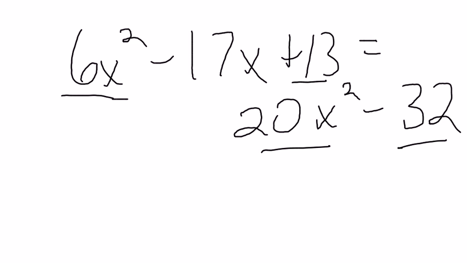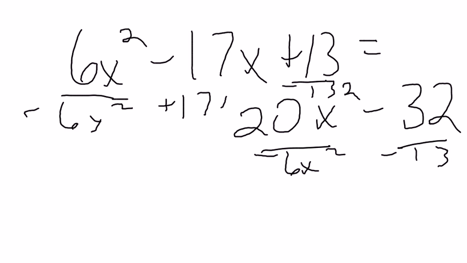I don't want to have to deal with all this. I want all my x squareds together. So I'm going to subtract 6x squared from both sides, and I'm also going to subtract 13 from both sides and see what I come up with. Then I'm going to add 17x to both sides to get 0 on this side.